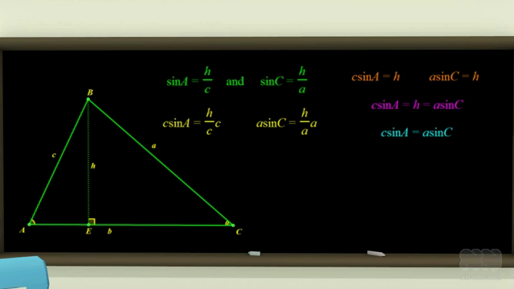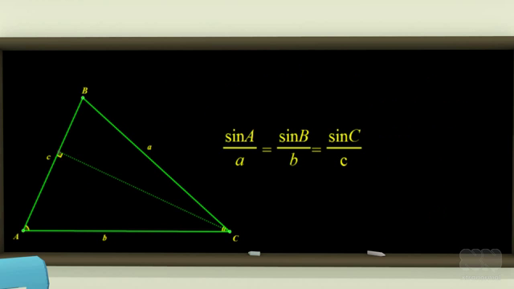Next we divide both sides by c and by a. After we simplify, we are left with sine of angle A over a equals the sine of angle C over c. If we were to draw the altitude from C to side AB, we would use the same argument to show that the sine of angle B over b equals sine of A over a. Hence all three ratios are equal.